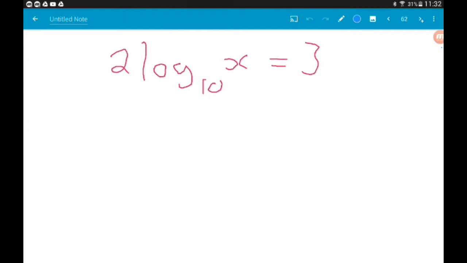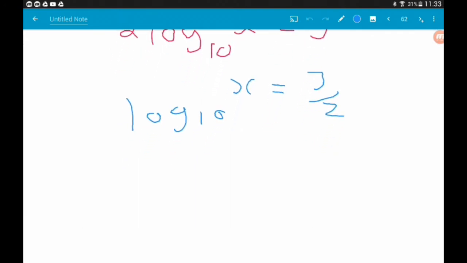So here we have 2 log base 10 of x is equal to 3. So x is stuck inside of a logarithm. Now, there's something we can do nice and easily, first of all, and that is divide away the 2. So we would get log base 10 of x is equal to 3 halves.